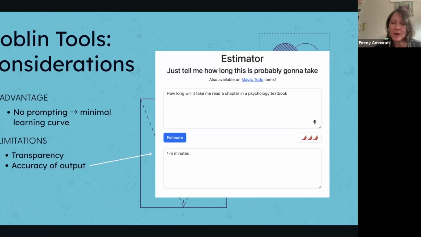And this goes back to our ground rule that the user is ultimately responsible for any AI output. They can't go back to their professor and say, I didn't finish everything because I thought it was only going to take me 5 minutes to read each chapter because that's what Goblin Tools told me. So it does go back on them.